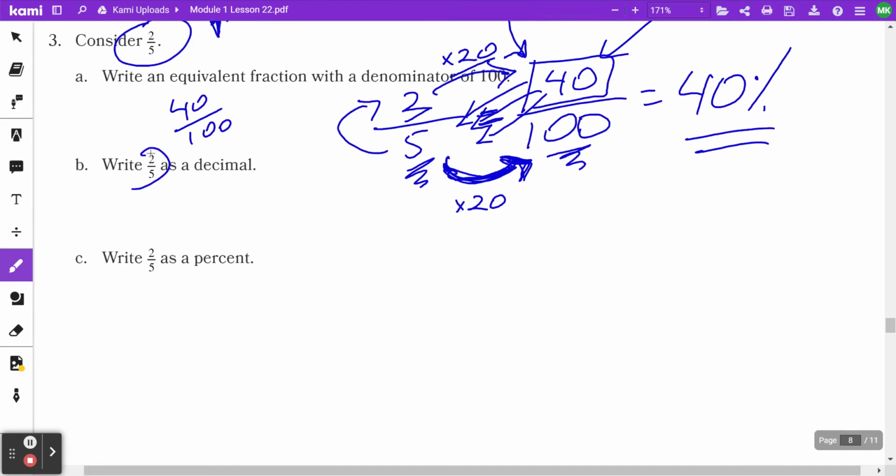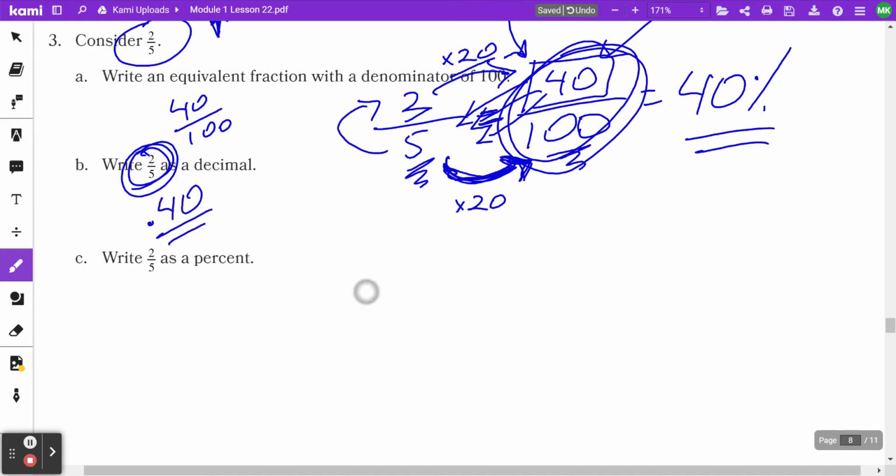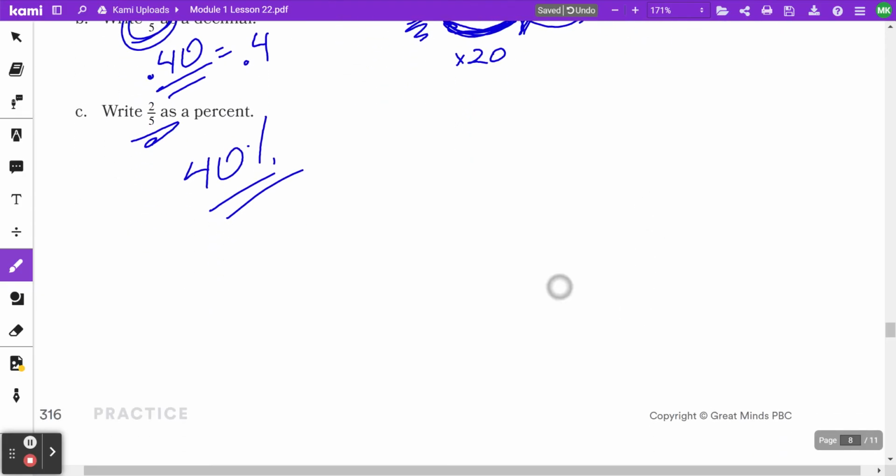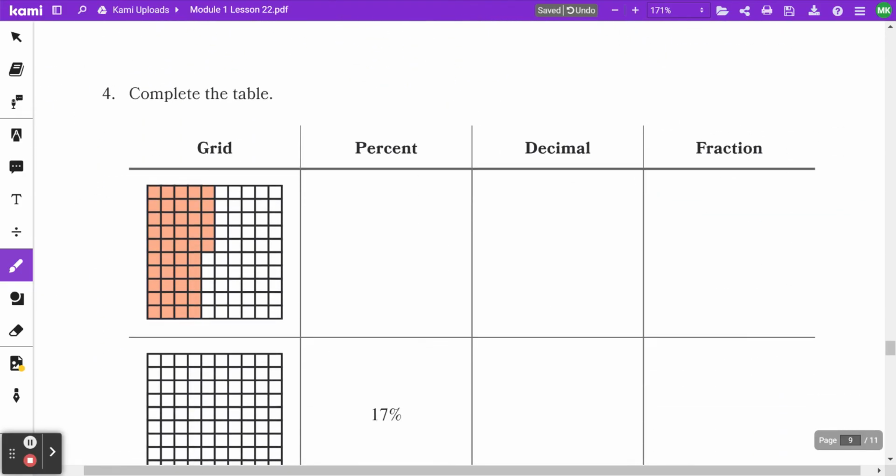Write 2/5 as a decimal. Since I already have this over 100, if I can just read it, it says 40 hundredths. So I'm going to write it as 40 hundredths. I can simplify that to 4/10, by the way. And as a percentage, I already found it, because I took that fraction, put it over 100, and as soon as I do that, I have my percent.